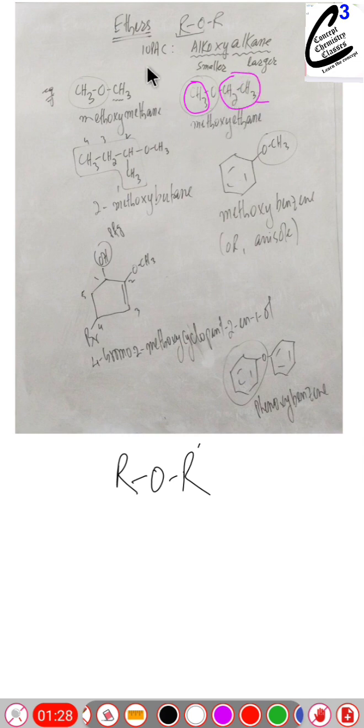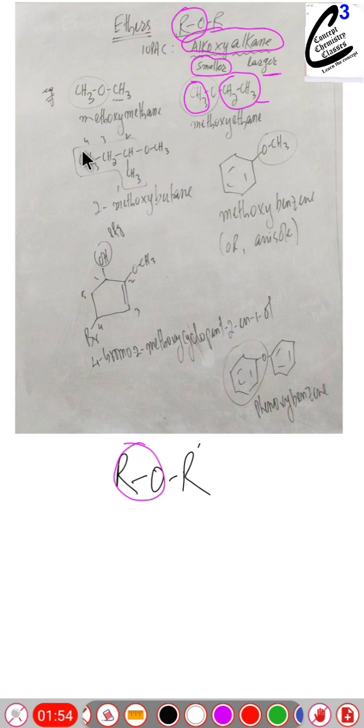In IUPAC nomenclature, ethers are named as alkoxyalkane. In the alkoxy part we have the smaller number of carbon atoms with O. This part is the alkoxy part. So this R must contain a lesser number of carbon atoms than the carbon atoms present in the other R. In the alkane part we have the larger number of carbon atoms.